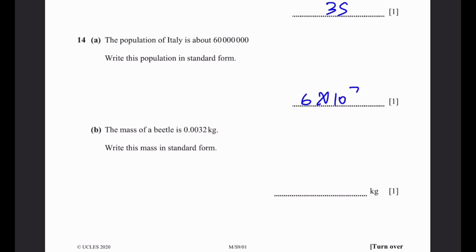B. The mass of a beetle is 0.0032 kg. Write this mass in standard form. If you move the decimal point 3 places to the right, we get 3.2. And because you move it 3 places to the right, it'll be 10 to the power minus 3. So 3.2 times 10 to the power minus 3.